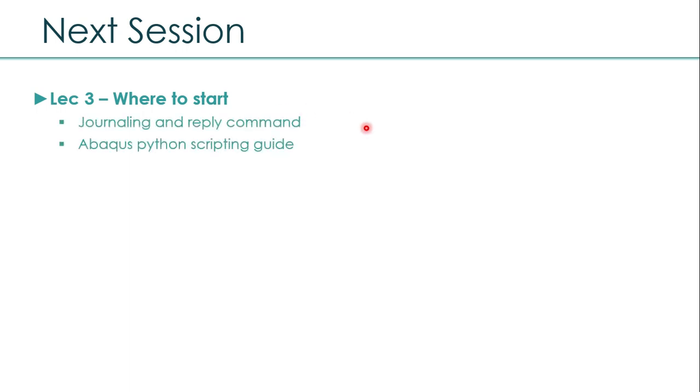So that's all from this lecture, and in the next session we will see where to start. When you start learning Abaqus Python scripting, the big question comes up: where to start? In this session we will see how we can start easily to get familiarized, and it will be easy to learn Abaqus Python scripting. We will see what journaling and reply files are, and how you can use the commands from these files to create your scripts.